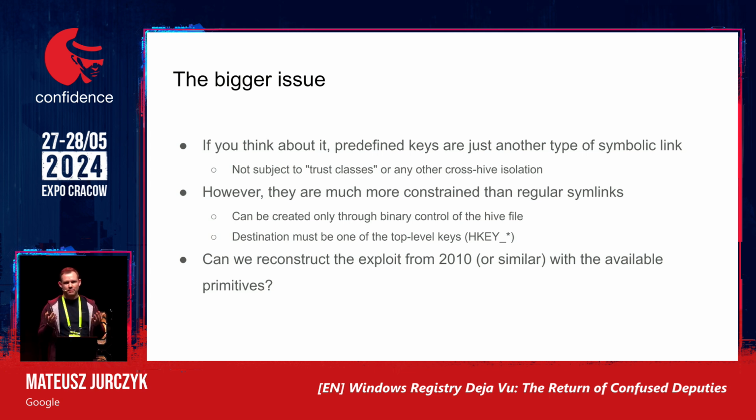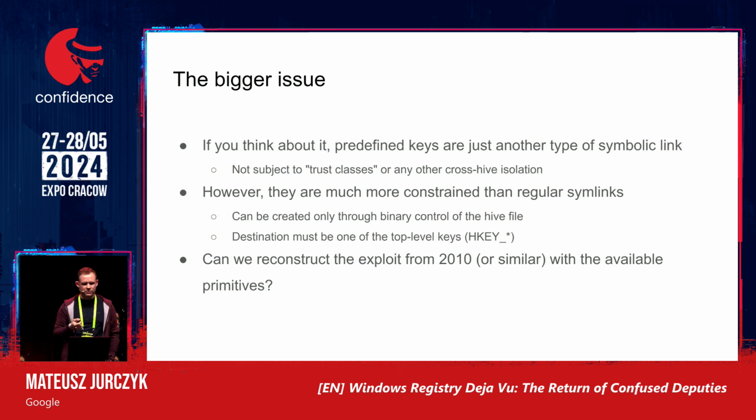However, they are much more constrained than regular symbolic links that we used before, because first of all, we cannot create them through the API, only through the binary control of the hive file, and also the destination is much more limited as well, because we cannot redirect it to any path that we choose in the registry. It has to be one of the top-level keys.